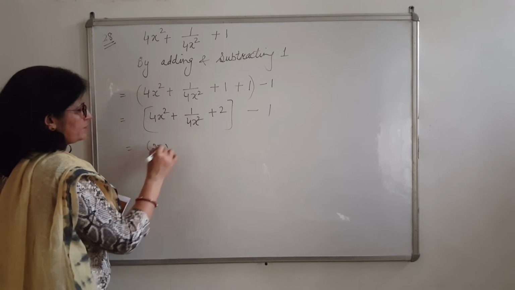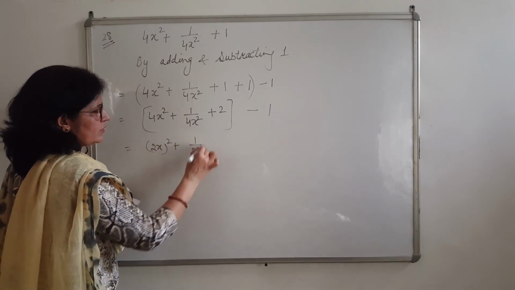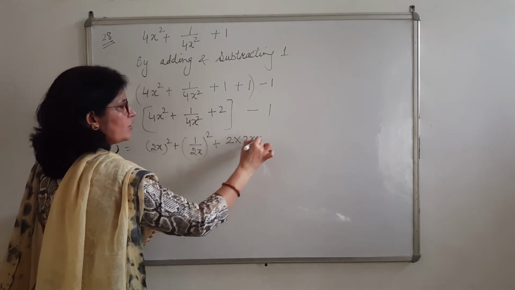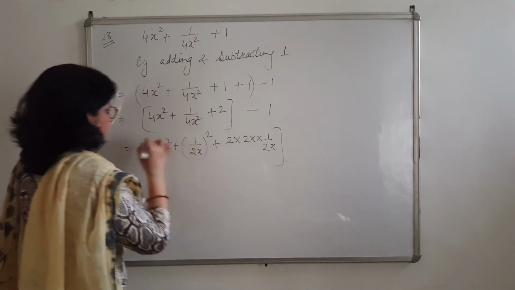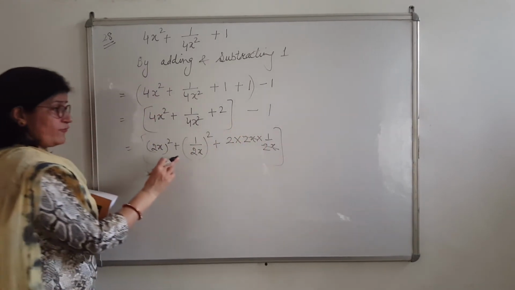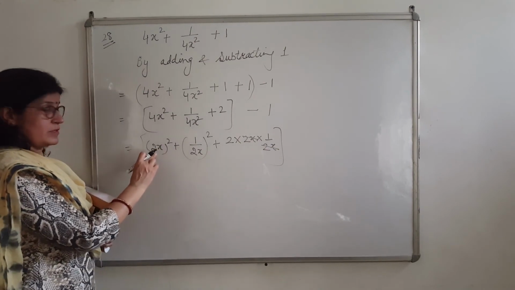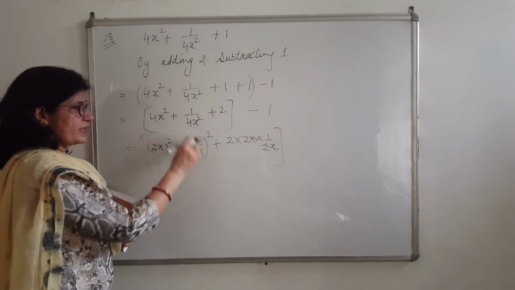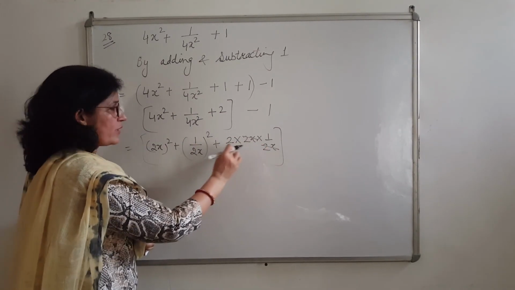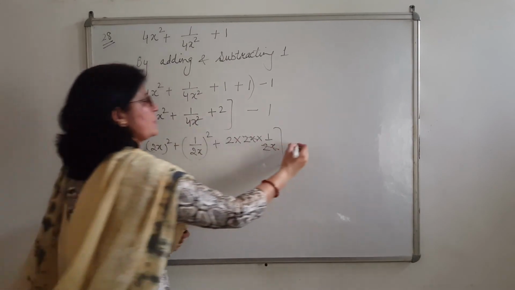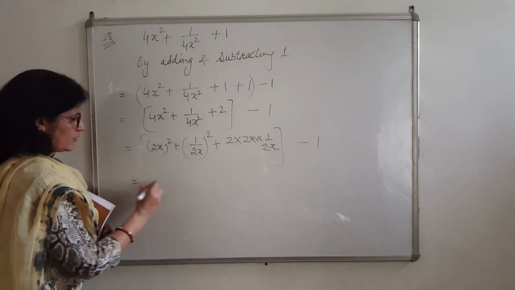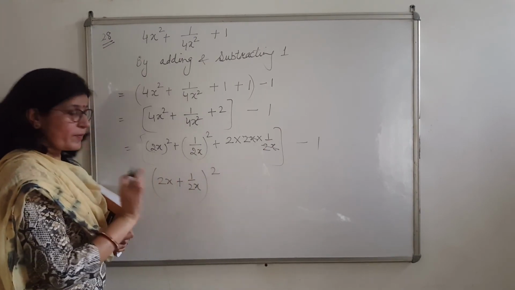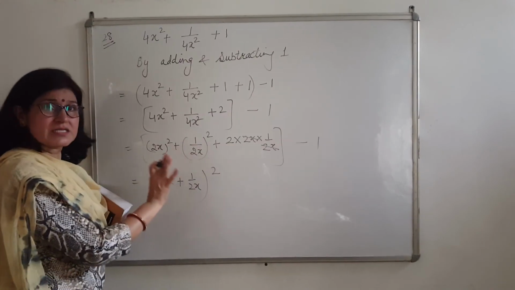2x whole square plus 1 upon 2x whole square plus 2 into 2x into 1 upon 2x. See, this is cancelled. If you open these powers again, what will we get? Square of 2 is 4 into x square. Square of 1 is 1. Square of 2 is 4 into x square. Here 2x is cancelled by 2x plus 2. We are getting the same. So we can write it as 2x plus 1 upon 2x whole square. The property of a plus b whole square is satisfied here.